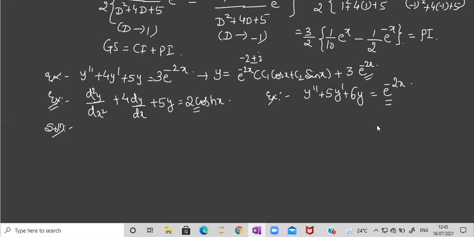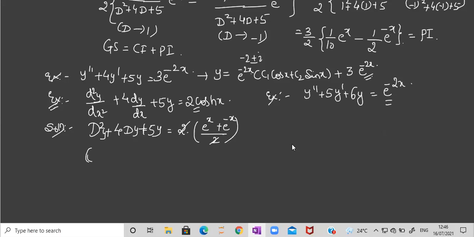D square y plus 4D y plus 5y is equal to 2 cos hyperbolic x, which is 2 times (e to the x plus e to the power minus x) divided by 2. Correct? So if it is cos hyperbolic, there will be a plus in between.